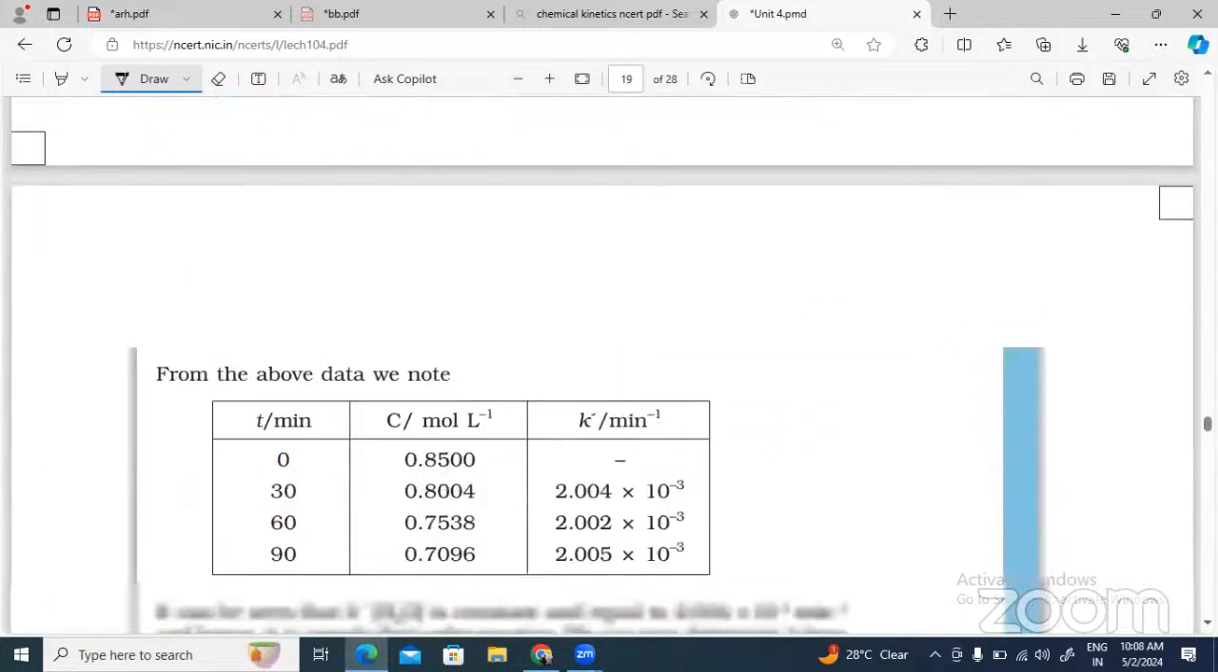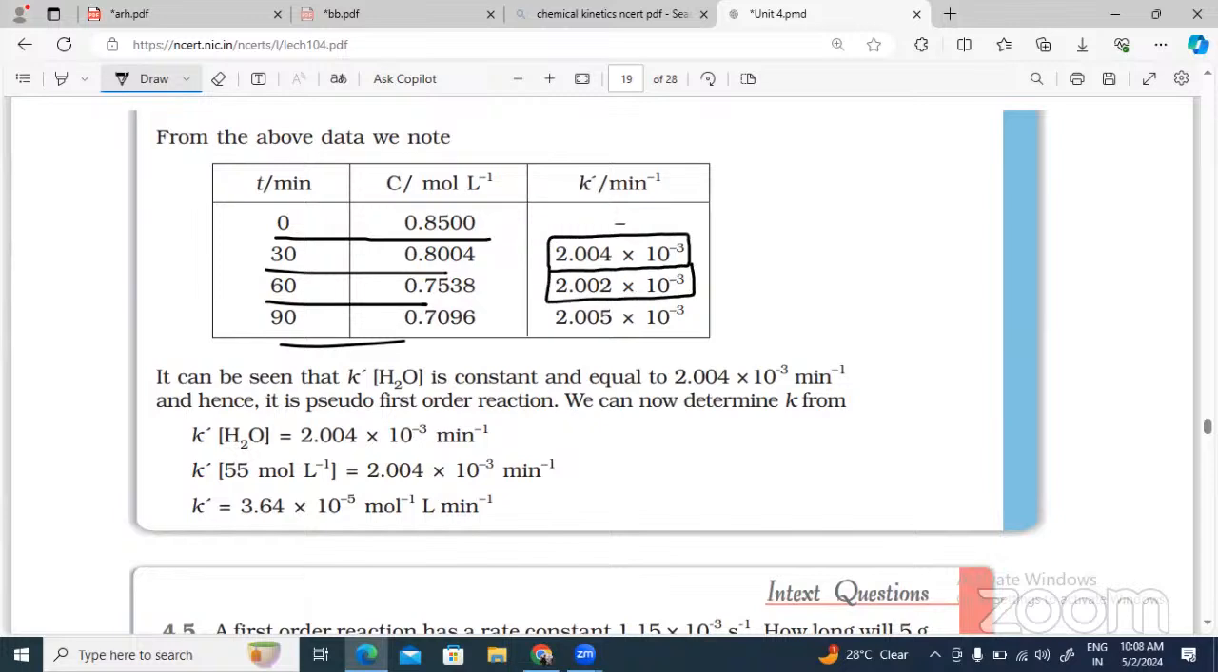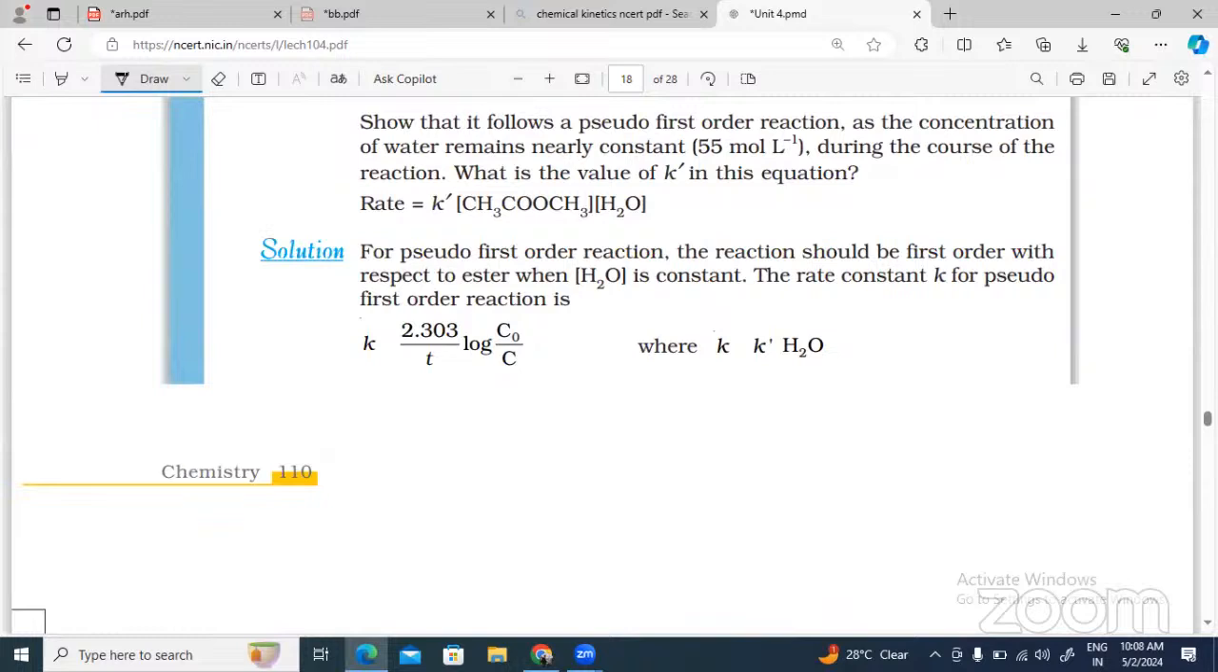What are they finding? Just see. When the time interval is there, this concentration here, then this one, then this one, then this one. After calculating the rate, what are they finding? They are finding the same value here, and the same here. Rate they have calculated by the formula. You can see this formula. This formula, we have done for first order reaction. So they got the rate.